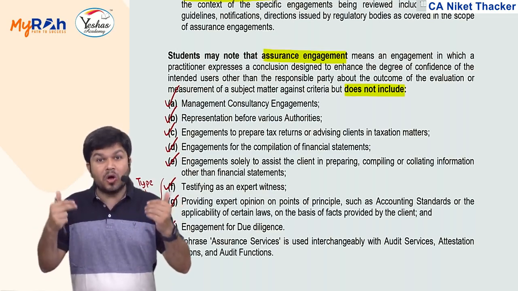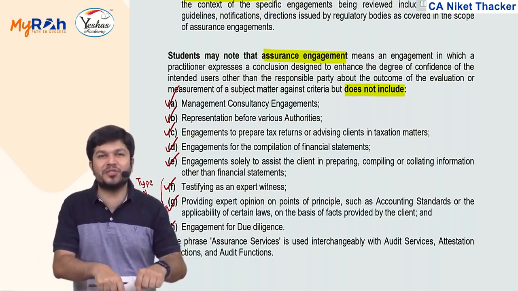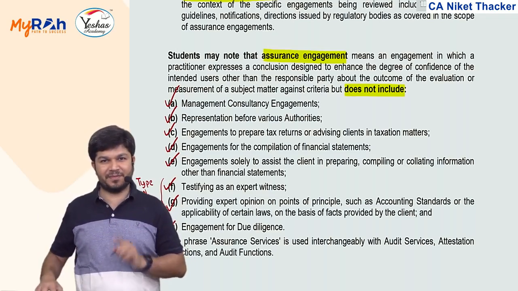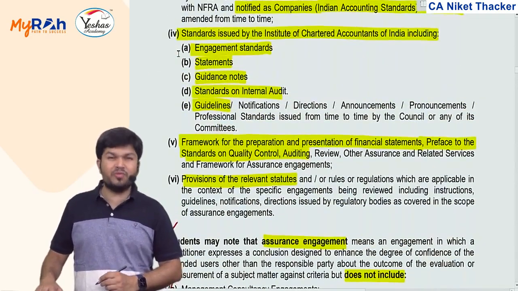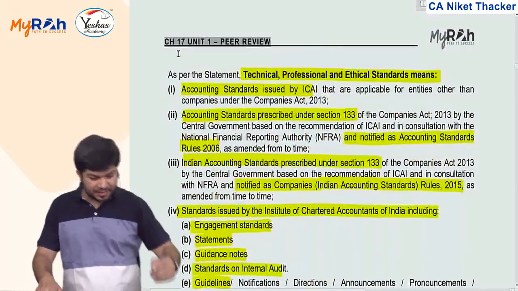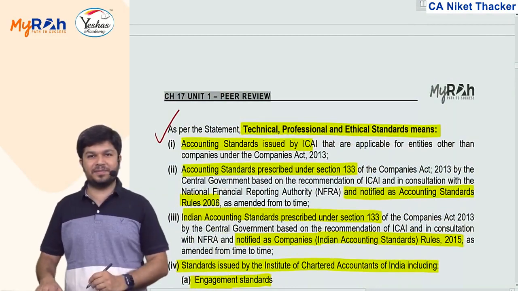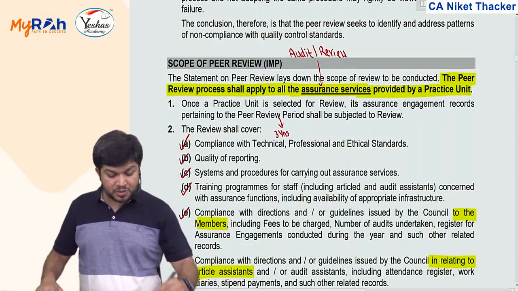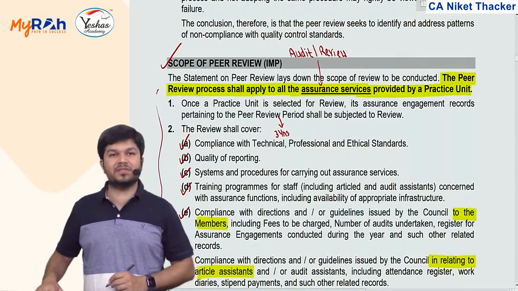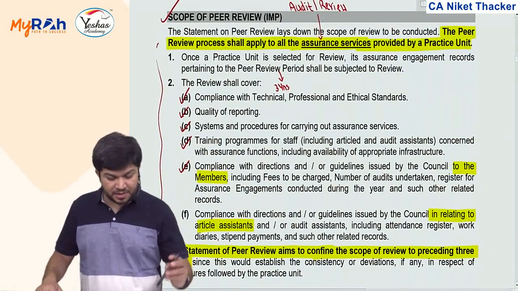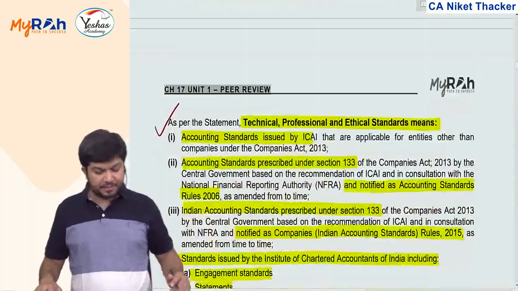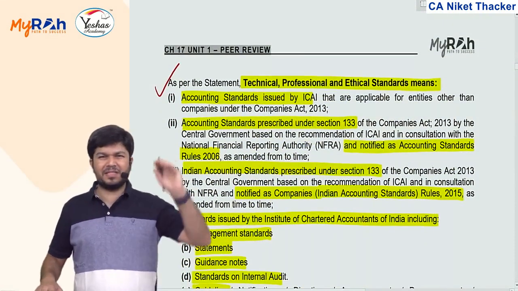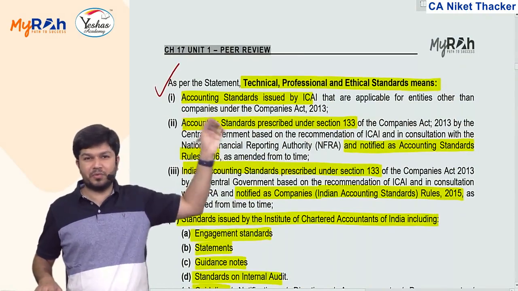What is not covered under assurance engagement? If they ask what is not covered, this is the answer. If they ask what do you mean by technical, professional, ethical standard, this is the answer. If they just ask scope of peer review, this is the answer. So here there can be 2-3 questions. They will never ask directly to write down the scope of peer review.